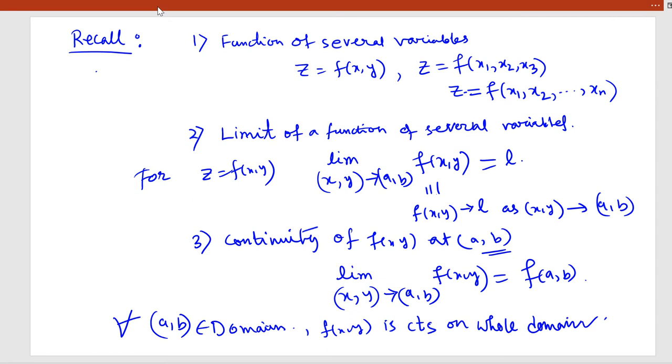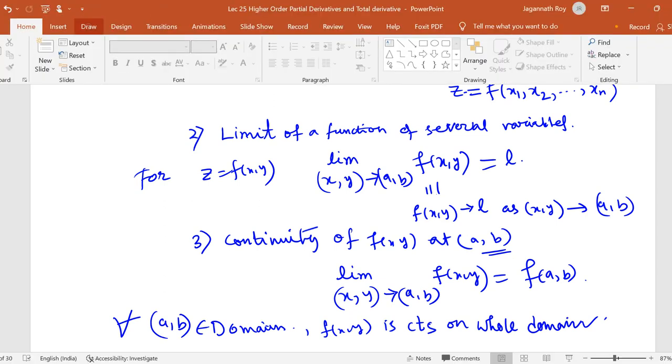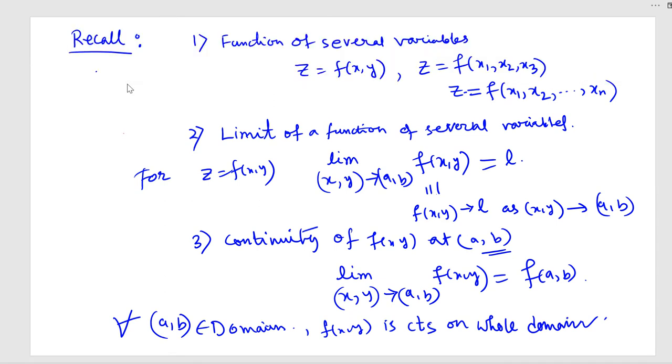So, this is just to recall what we have discussed so far. Previously, we have discussed what is the meaning of several variable functions, and we have seen that there are many functions. In fact, most of the functions in real life are actually several variable functions. They have more than one independent variable.